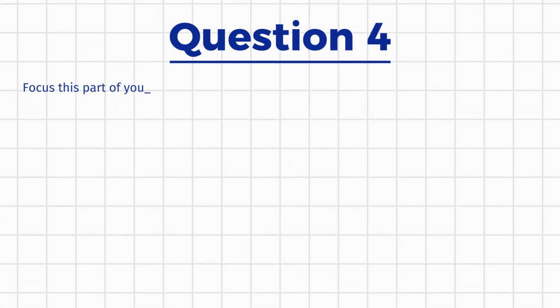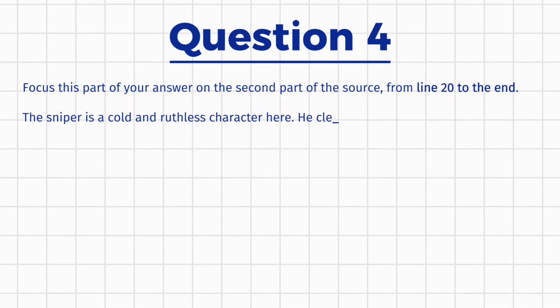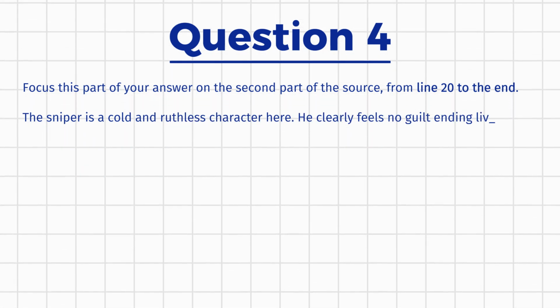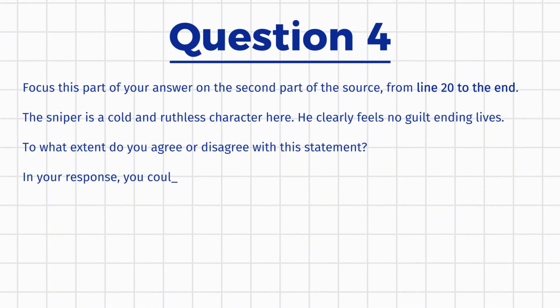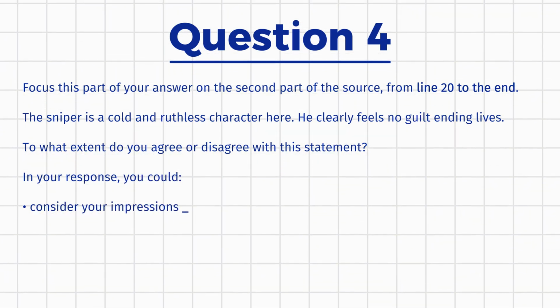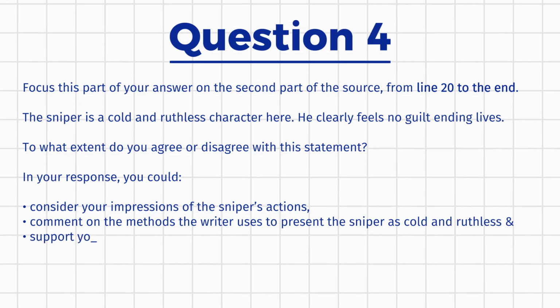Focus this part of your answer on the second part of the source from line 20 to the end. The sniper is presented as a cold and ruthless character here. He clearly feels no guilt ending lives. To what extent do you agree or disagree with this statement? In your response, you could consider your impressions of the sniper's actions, comment on the methods the writer uses to present the sniper as cold and ruthless, and support your response with references to the text.